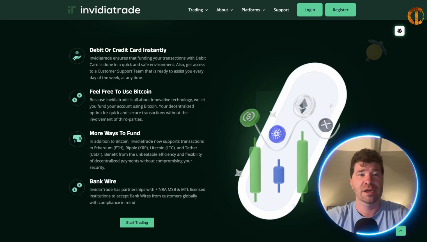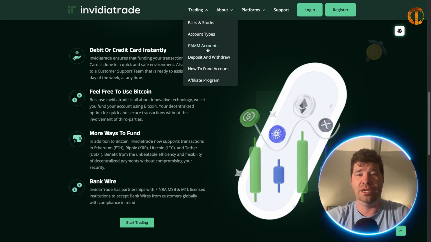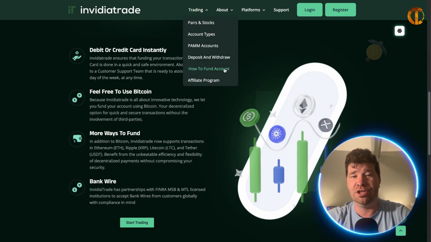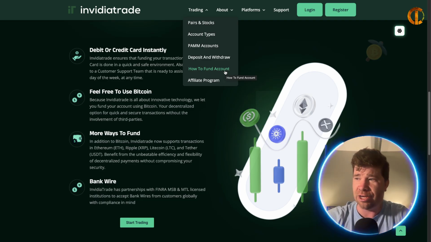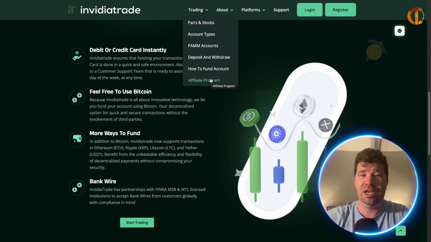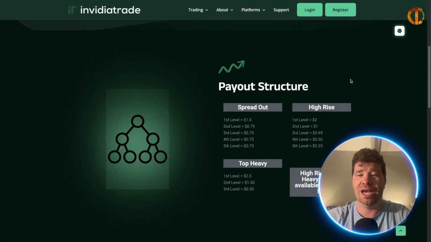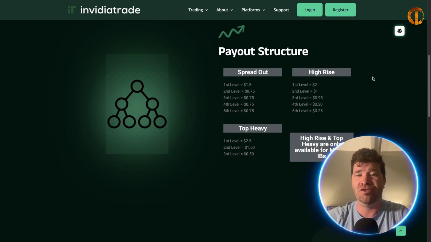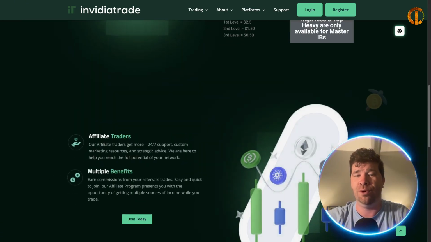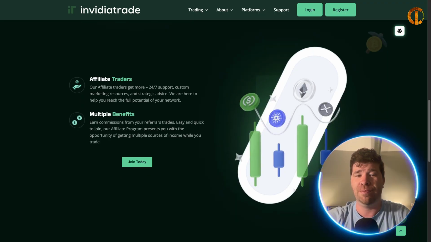Continuing on, I'll tell you right now, they do have a section on how to fund your account, which is great. They actually show you how to get started. And then they even have an affiliate program. This affiliate program is top of the line. They even have a payout structure, so we have spread out, high rise, top heavy, and more. We have affiliate traders, multiple benefits.